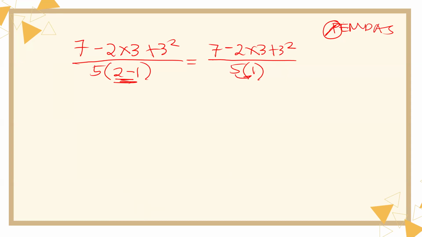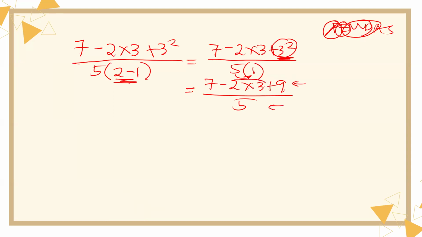Then we do exponential expressions. We have 3 squared, so we need to evaluate that first. So that would be 7 minus 2 times 3 plus 9, since 3 squared is 9, all over 5. Okay. Then we do multiplication and division first, right? Within the numerator and denominator.